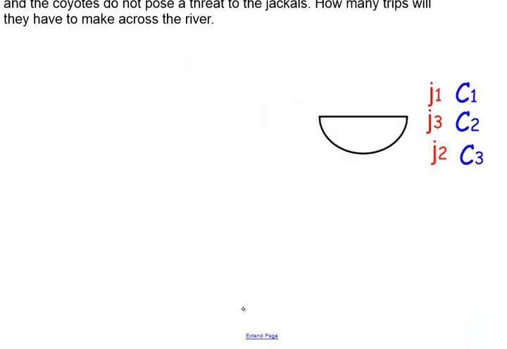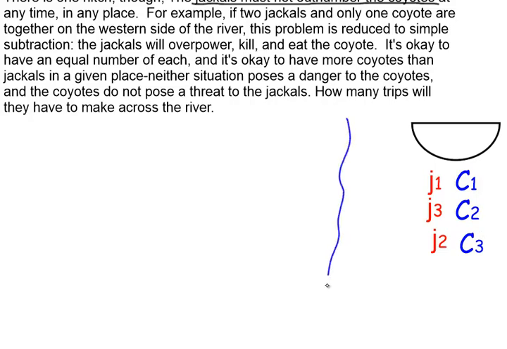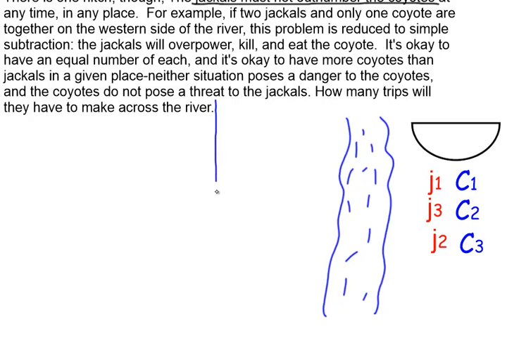Okay, so what I'm going to do is on the right-hand side, I'm actually going to do the physical representation. Here's my boat. 3 jackals, 3 coyotes. Alright, and here's my river. Okay, so they got to cross that river. Well, actually, it's not a river, it's a plateau, but we're going to call it a river today. And then on the left-hand side, I'm actually going to do my write-up. Okay? So we're doing a physical representation, so make sure that you always state that.